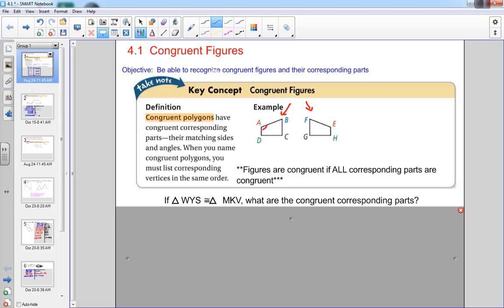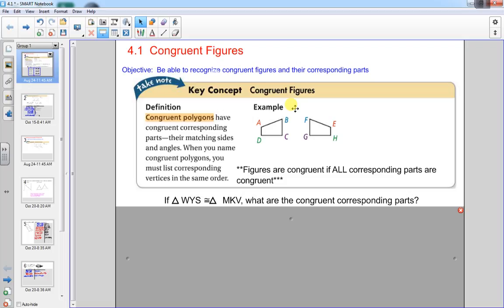So if this angle and this angle are congruent, and this angle and this angle are congruent, then these two sides must be congruent. All corresponding parts have to be congruent. So order matters. Even when we're naming, order matters, and we'll touch on that in a second. So as we go through it today, just think about what does it mean to be corresponding? Where are these two shapes related?